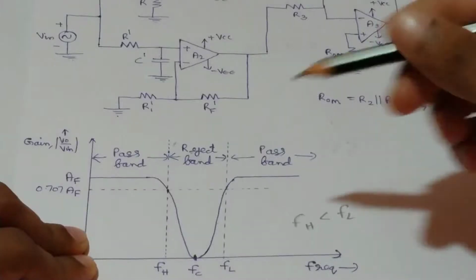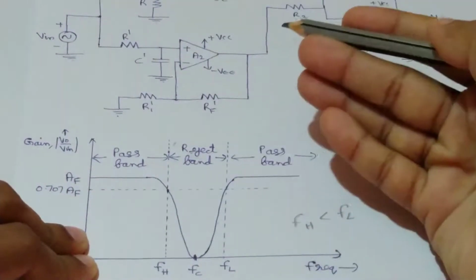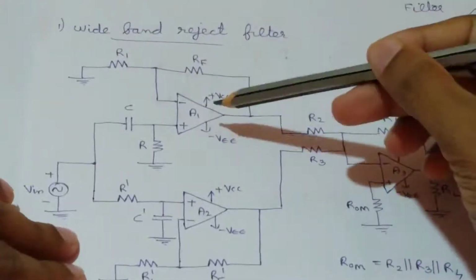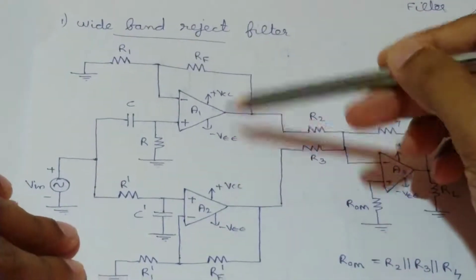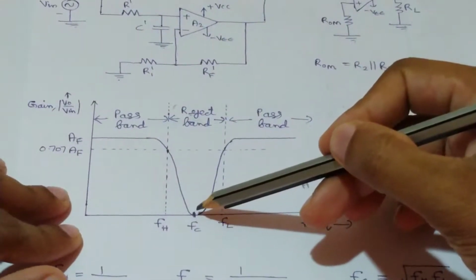Okay, now if we need to improve the roll off rates, we need to use higher order low pass and high pass filters. Here first order high pass and low pass filters are used, so here the roll off rate will be plus or minus 20 dB per decade.